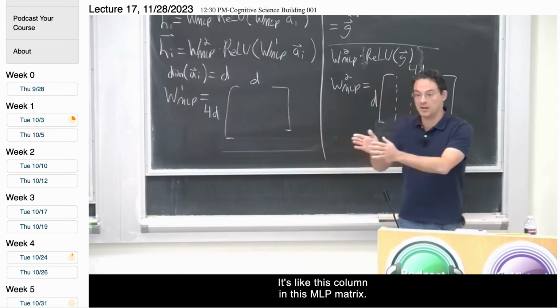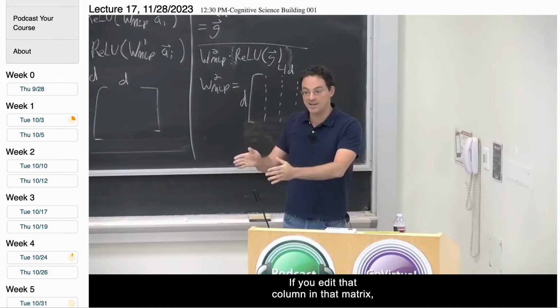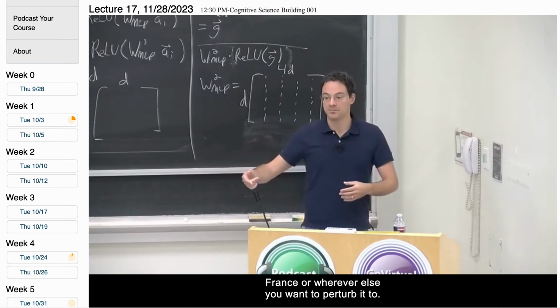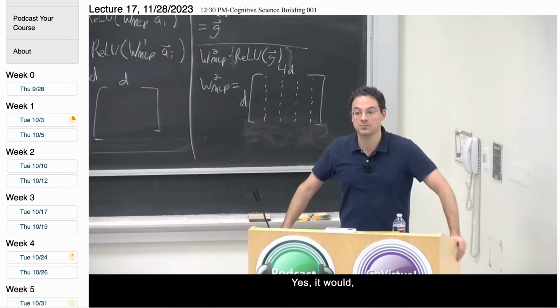It's this column in this MLP matrix. And if you edit that column in that matrix, the model will now predict Rome is the capital of France, or whatever else you want to perturb it to. Yes.